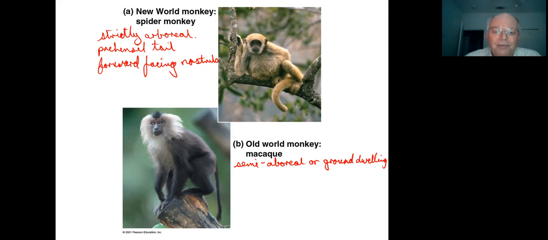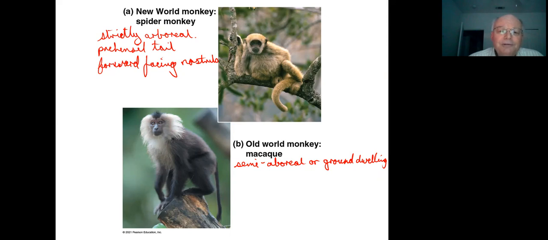Gibraltar, which is on the southern tip of Spain and is only a few miles separated from Africa by the Strait of Gibraltar, the entrance into the Mediterranean, you will find monkeys living in Gibraltar. In fact, they're the only monkeys that live in Europe. And they don't live in trees. They live on the cliffs of the Rock of Gibraltar.